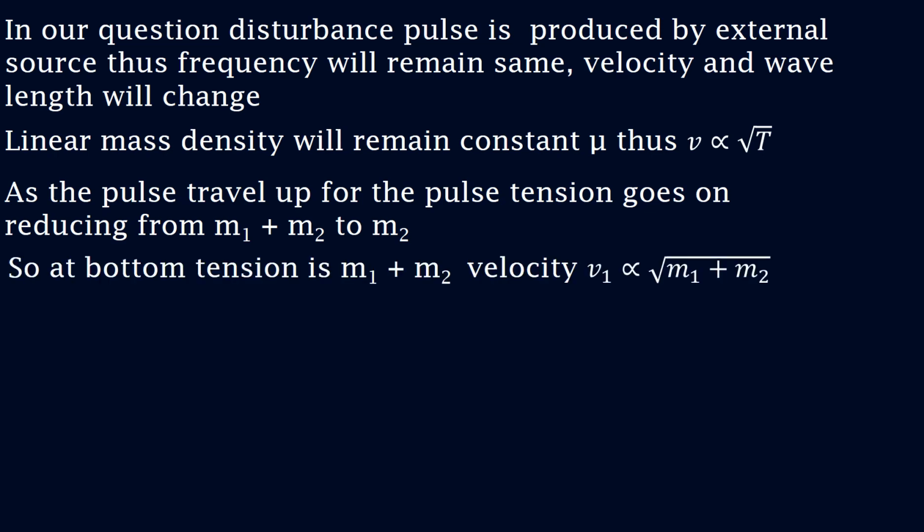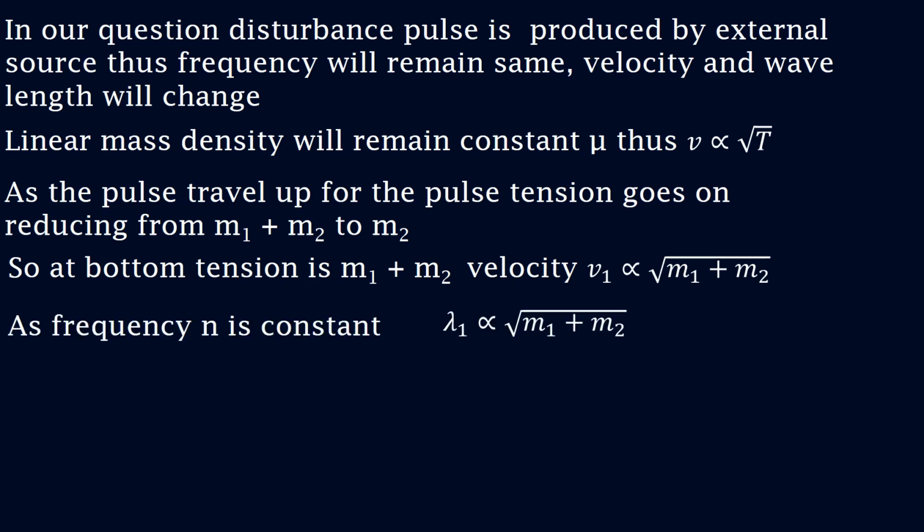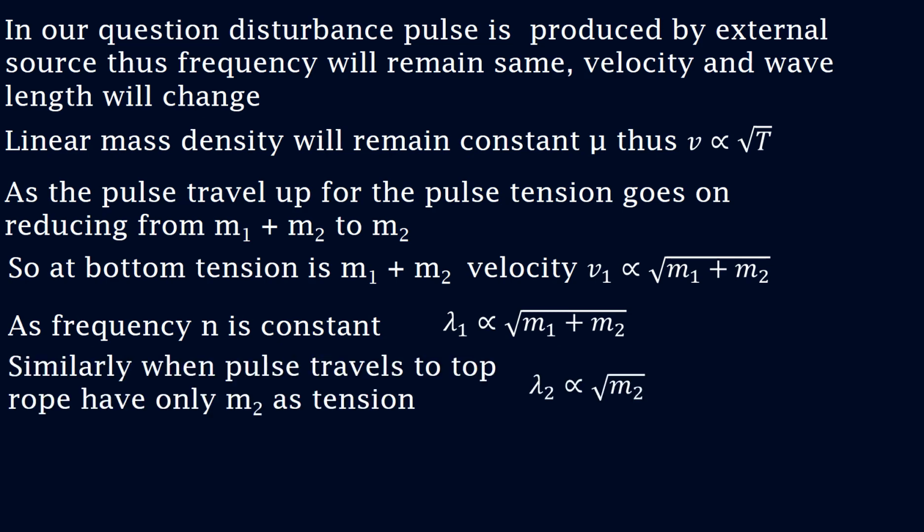So, at the bottom the tension is M1 plus M2. Therefore, velocity V1 is proportional to under root of M1 plus M2. As the frequency n is constant, therefore, lambda 1 is proportional to under root of M1 plus M2. Similarly, when the pulse travels to the top, rope have only M2 as tension. Therefore, lambda 2 is directly proportional to under root of M2.